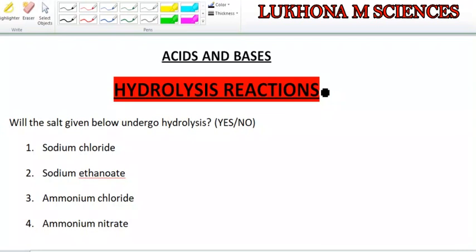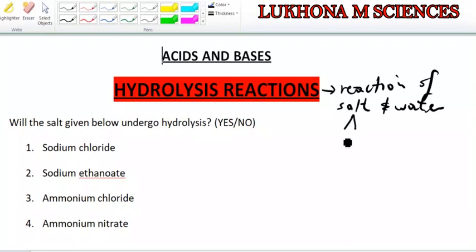Hydrolysis is the reaction of salt and water. Salt is the product that you get when an acid reacts with a base. Acid reacts with a base, that is a salt. Meaning that a salt can be a neutral salt. The salt can be an acidic salt. A salt can be a basic or alkaline salt.